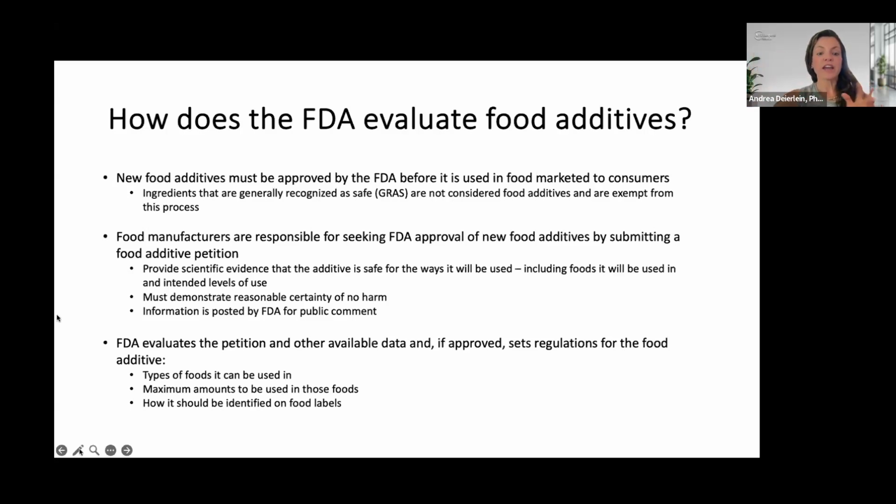The FDA will then evaluate this petition and all of this other data. And if they decide to approve that food additive, then they'll set regulations for the types of foods that it can be used in, the maximum amount that it can be used in those specific foods, as well as how that ingredient needs to be identified on food labels.